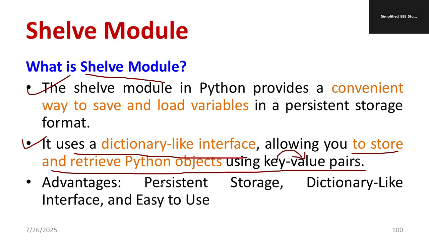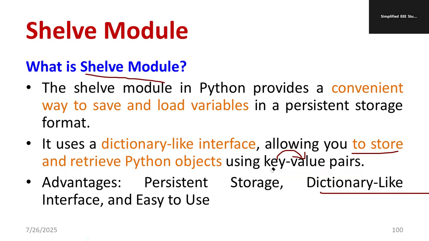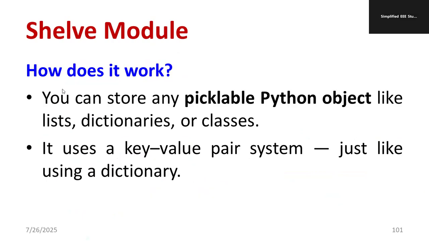So the main advantages of this module are that it is persistent storage, it has a dictionary-like interface, and it is also easy to use. These are the plus points of the shelf module. It will display the object in a presentable way, and we can access the object or variable at any point of time. How does it work? It can store any picklable Python object like a list, a dictionary, or classes, and it uses the key-value pair system, just like a dictionary. That's why I mentioned it's a dictionary-like interface.